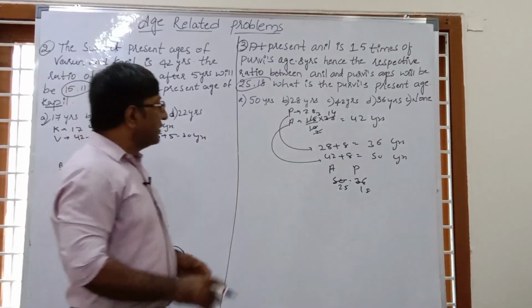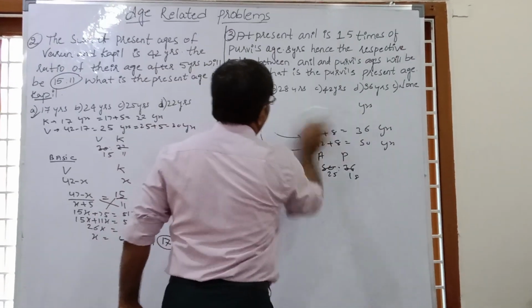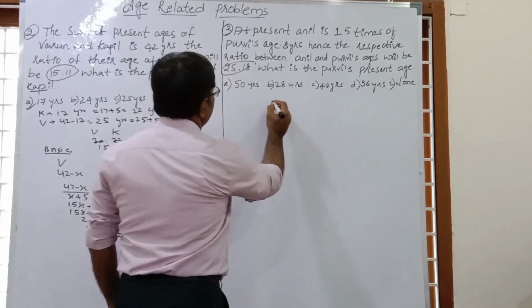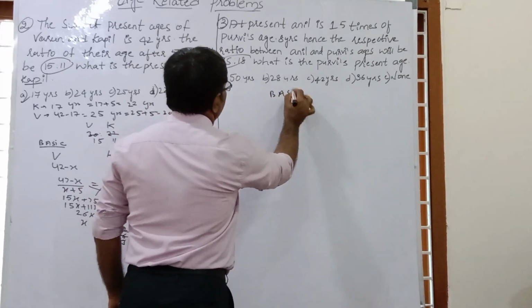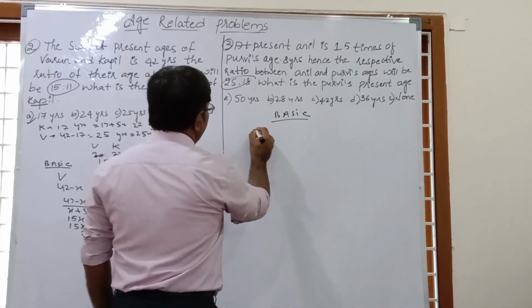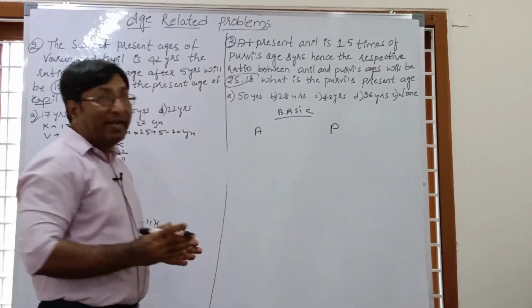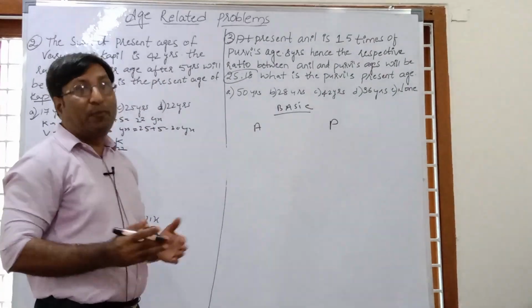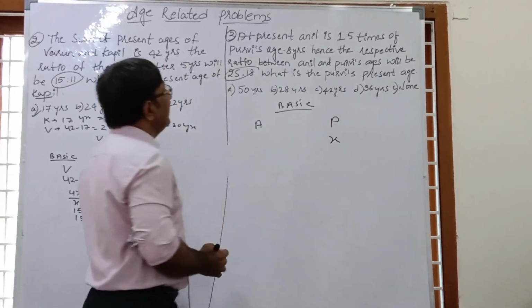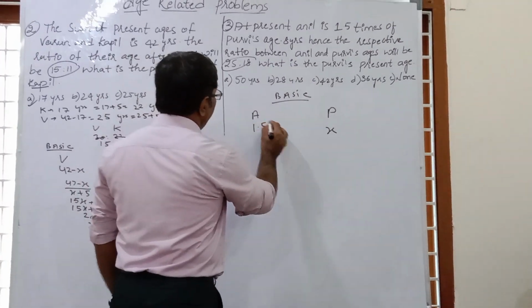Now I am solving the same question by the basic method. So for the basic method, see here. So what is basic? There is Anil and Purvi. So suppose this is Anil and this is Purvi. So according to the question, Anil is 1.5 times Purvi's age. So suppose Purvi's age is x, then Anil will be how much? 1.5 times. So this is 1.5x.